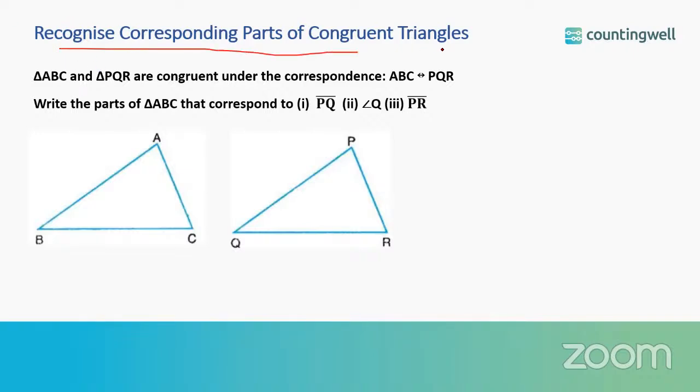Now, let us recognize corresponding parts of congruent triangles. Triangle ABC and triangle PQR are congruent under the correspondence ABC corresponds to PQR. This means vertex A corresponds to vertex P, vertex B corresponds to vertex Q, vertex C corresponds to vertex R. We have to write the parts of triangle ABC that correspond to the side PQ, angle Q and side PR.